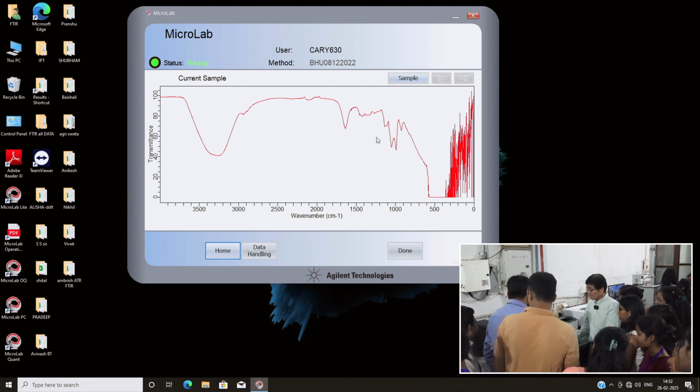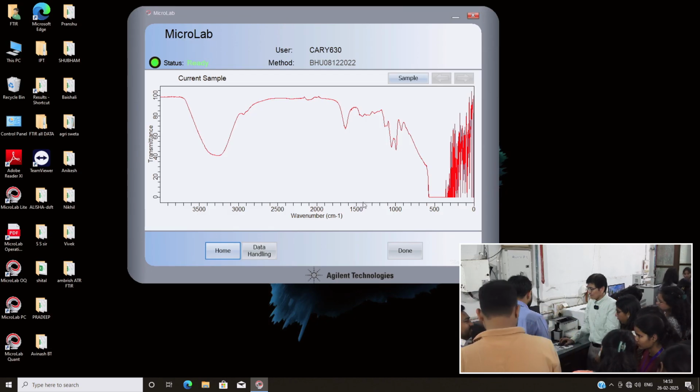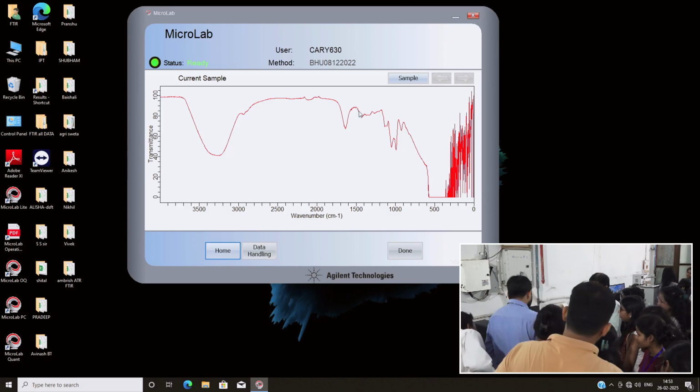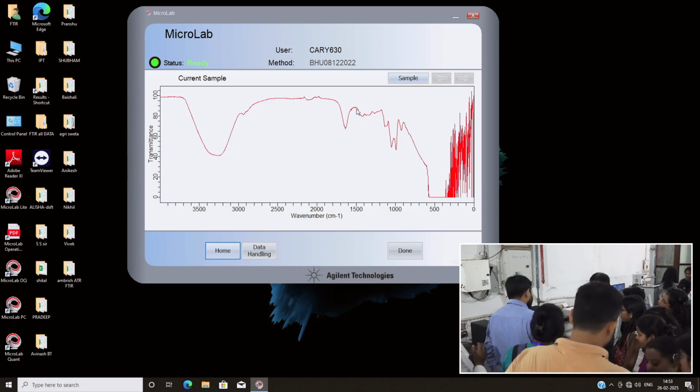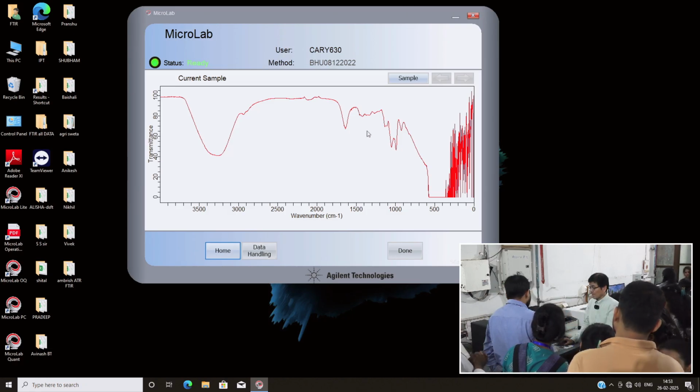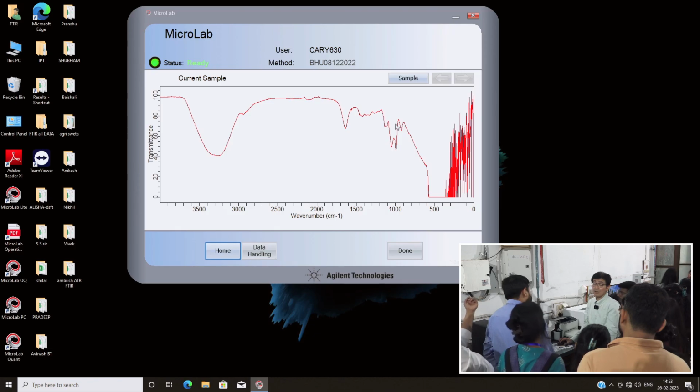Also, near 1450 wave number there is an absorption peak, and this should be attributed to CH bending. And one of these strong peaks should be attributed to CO stretching, or CC. CC does not appear in IR. So anyway, we find the difference between solvent spectrum and solution spectrum.